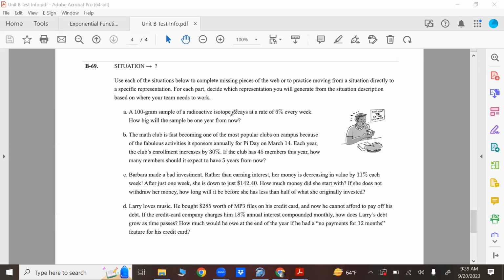How big will the sample be 1 year from now? So it's y equals what? What am I going to write here? Y equals what, guys, for part A, number 69? 100, and what comes after that? 1 minus 0.06, good, or 0.94, raised to the 1 power. Yep, that's all you got to do. If I work that out, it should be 94 grams.